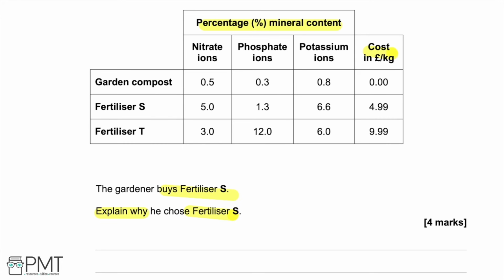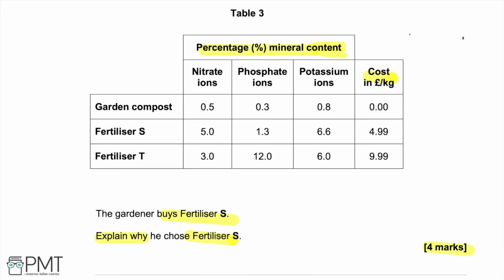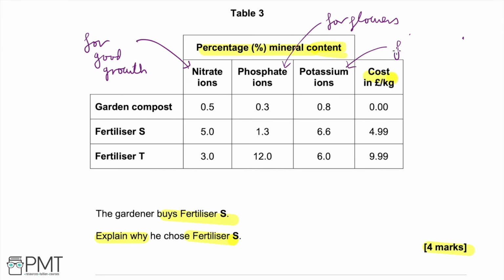Now, this is an explain question, so we need to give biological reasons behind choices. Now it's 4 marks, so we need to make 4 clear points here. So we're going to start by labelling each ion with what it does. Well, from the previous question, we know that nitrate ions are essential for good growth of the plant. Phosphate ions are used for fruit and flowering, as it mentions in the question stem. And potassium ions are essential for strong roots.